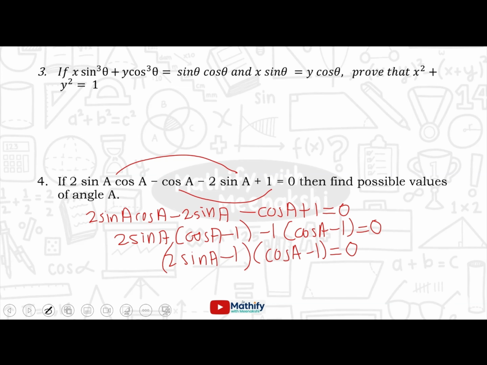Now if the product is 0, that means either the first is 0 or the second is 0. First you will equate the first as 0. So it will give you sine A as half. And if you equate the second as 0, you will get cos A as 1. Now think, when is sine A half? At 30 degree. And when is cos A 1? At 0 degree. So the possibilities are 0 degree and 30 degree.